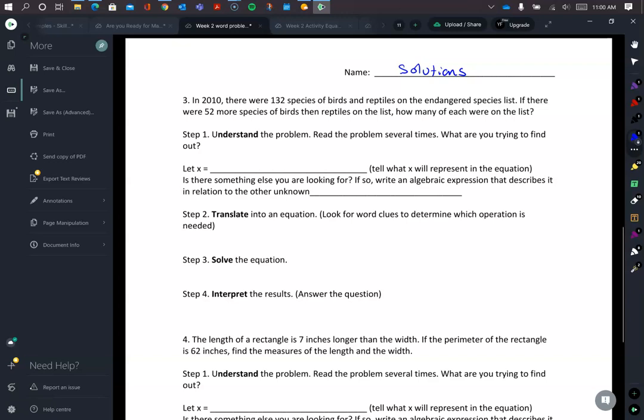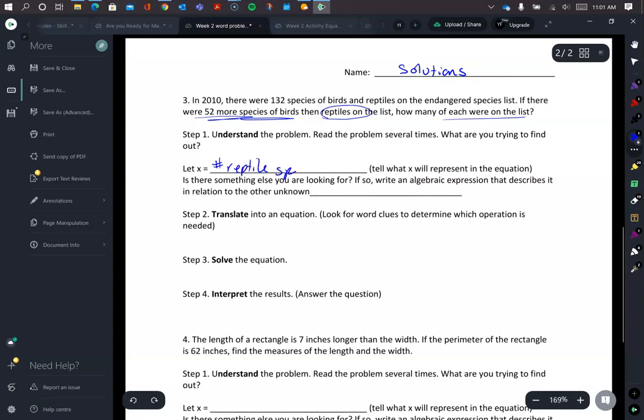So first, let's go through the problem. You consider what's happening. What are you trying to find? In this one, I'm trying to find out how many species of each were on the list. So I have to think about, what do I know least about in this problem? If there were 52 more species of birds, I'm given some more information about birds than I am reptiles. So I'm going to let X equal the number of reptile species.